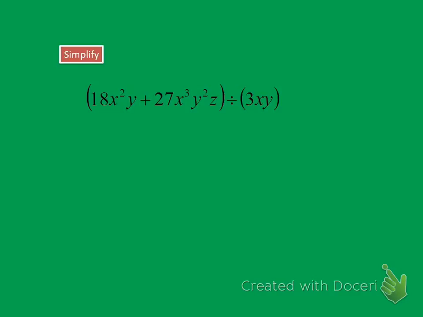So 18x squared y over 3xy. And then you just simplify again. So 18x squared y over 3xy goes to 6x plus 9, what, x squared yz.